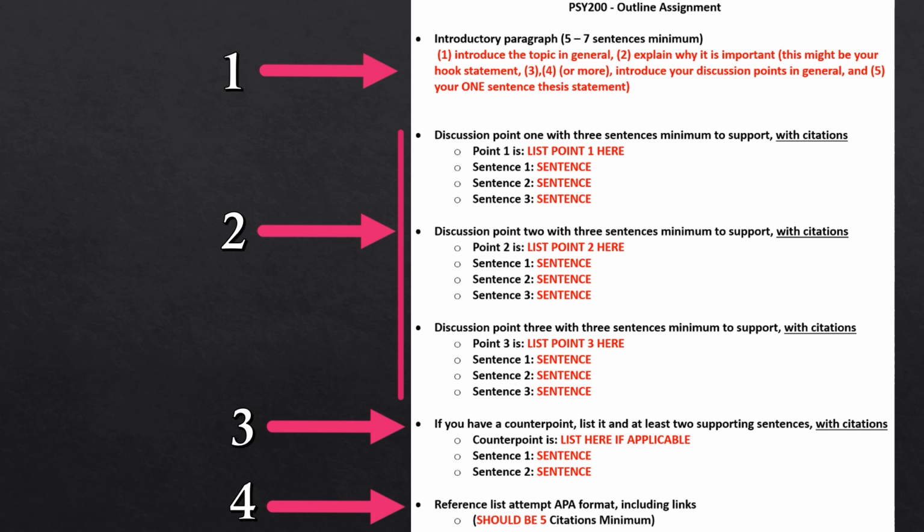Then 4, we're going to do our reference list, and we're going to put it in APA format as best we can, including links, and we should at this point have 5 citations minimum, 3 from the first assignment and 2 from the second assignment.